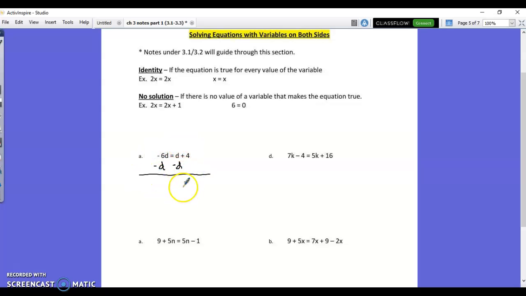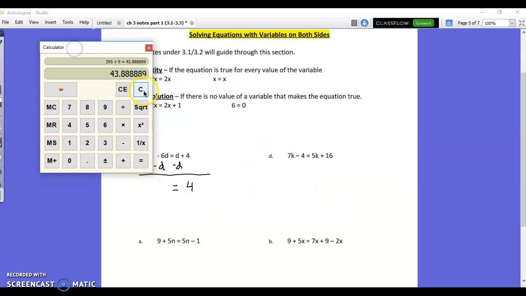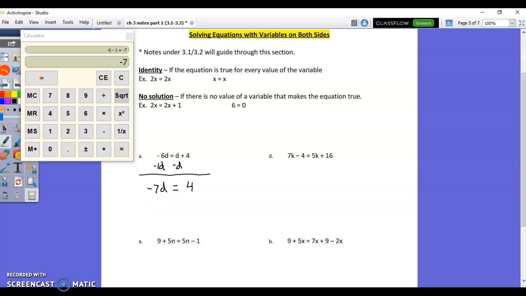So now when I am simplifying this, I bring down my 4. The d's become 0. And then I have a negative 6 minus 1, right? Because that is considered a 1 right there. So negative 6 minus 1 gives us negative 7, so that would be negative 7d. All right, so now I'm here. It's a single step problem. I have to make this d a positive 1, so I would divide that by negative 7.